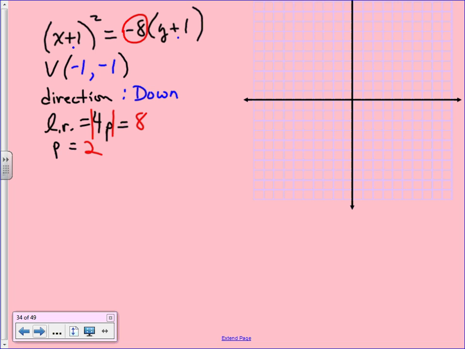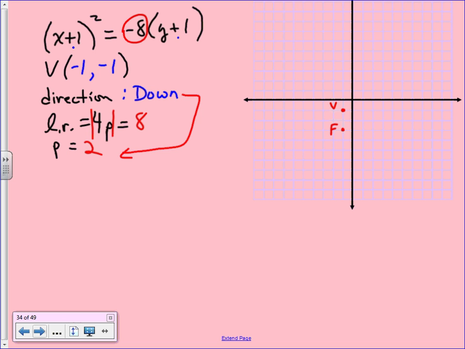On the graph, let's put the vertex. -1, -1. Okay? Now, this is our vertex. Label it V, because we're also going to put the focus on here. So from that, you see down, I'm going to go down 2 from the vertex. 1, 2. I just found the focus. Put an F by it. There's the focus. Okay? So you see how we combine the direction and that value of P to locate the focus. And now at the focus is where the LR is located.